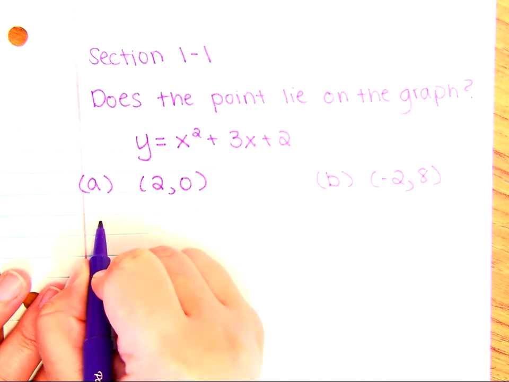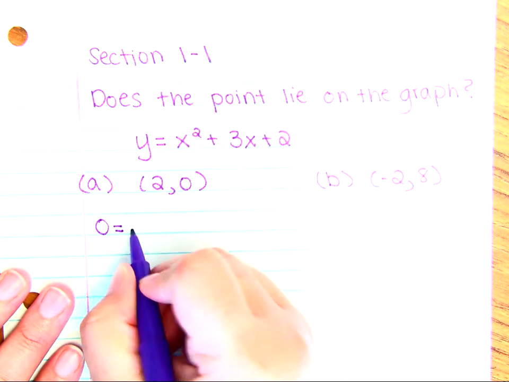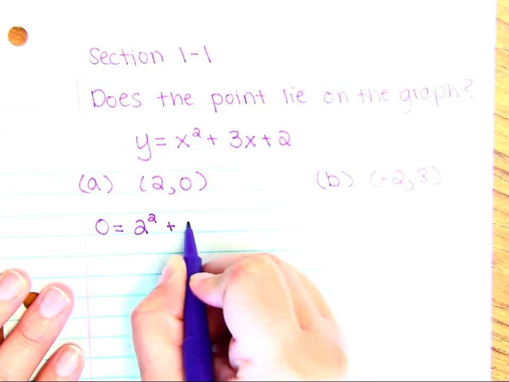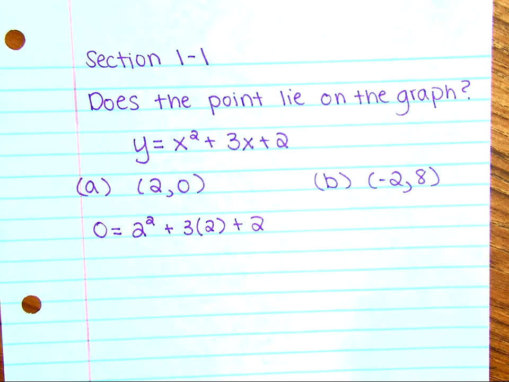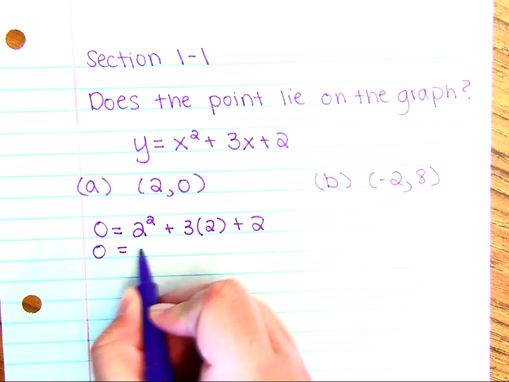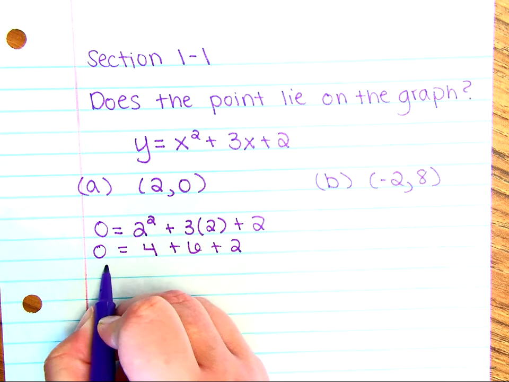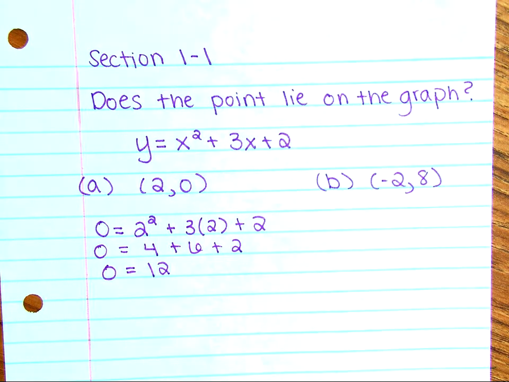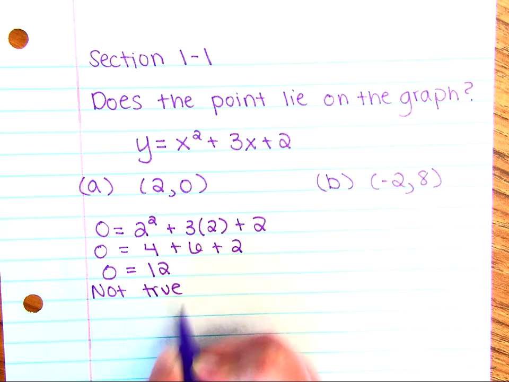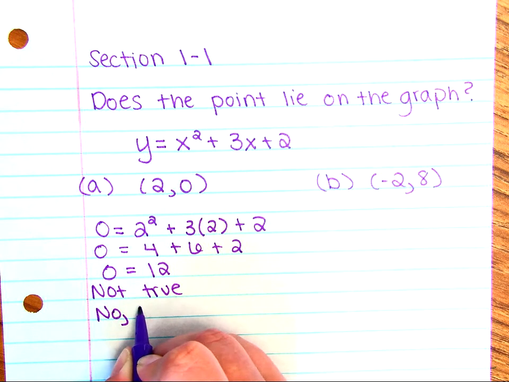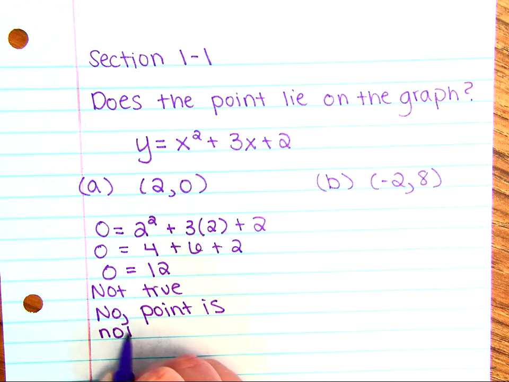So I'm going to go ahead and put 0 where y is, equals x squared, well my x value is 2, so 2 squared, plus 3 times 2 plus 2. Then I'm going to go ahead and simplify. 0 is supposed to equal 4 plus 6 plus 2, and right there should be ringing a bell. 0 definitely does not equal 12. This is not true. So no, the point is not on the graph.